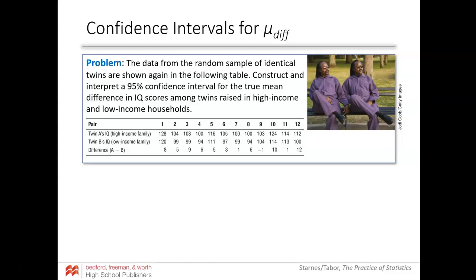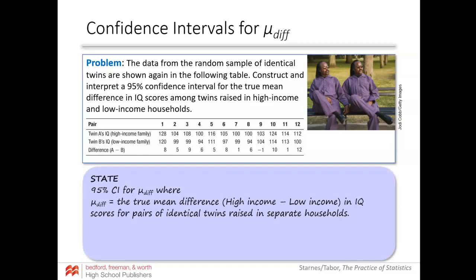All right, the data from the random sample of identical twins is shown again. Now we're going to construct and interpret a 95% confidence interval for the true mean difference in IQ scores. So, 4-step. Starting with state, we are going to construct a 95% confidence interval for the mean difference, where the mean difference is the true mean difference of high income minus low income in IQ scores for pairs of identical twins raised in separate households. Watch your context on these because you have to be really explicit. When in doubt, write it out.